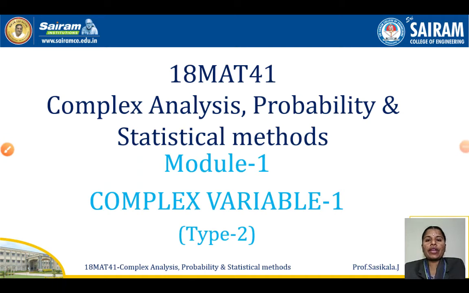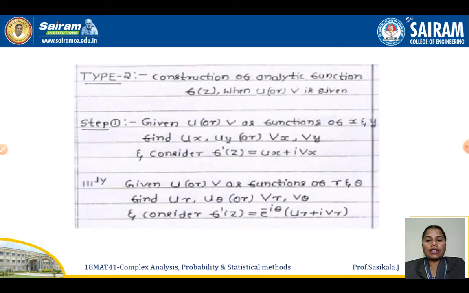In this video, we are going to see the topic under complex variables. It is nothing but type 2 problem. In the last video we saw the type 1 problem, which is how to find f dash of z with the working rule, and we have learned it. First we have to verify the CR equation, then we can go with f dash, right? The type 2 problem is how to construct an analytic function.